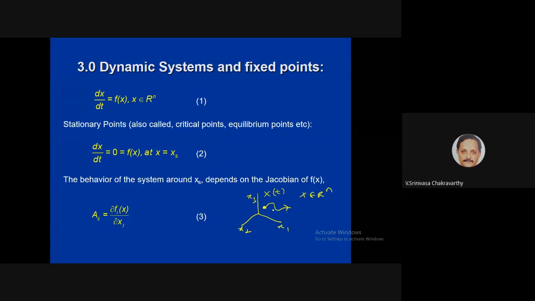starting from some initial condition. That variation is described by a set of differential equations. So that's a dynamical system. Any system in which there is a state vector x, which is an n-dimensional vector, which varies through time, starting from some initial condition, and that variation is defined by a set of differential equations, is called a dynamical system.